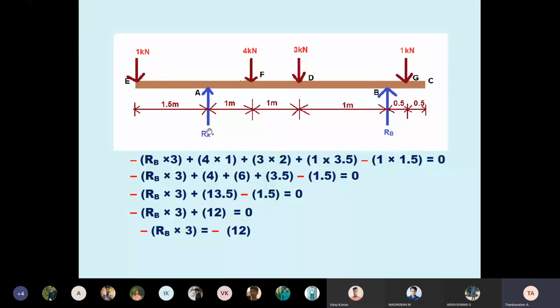When you are taking moment, choose the reference point. Okay, here A is the reference point. Then after selecting the reference point, you have to identify which forces are not giving moment. Any force acting at the reference point, or any force that comes to the reference point. Here RA is acting at the reference point, so RA does not give moment.